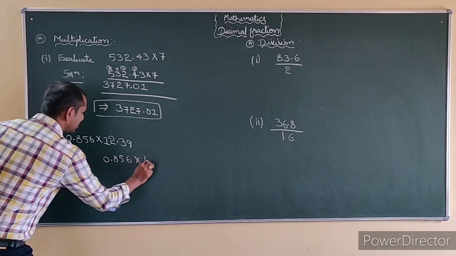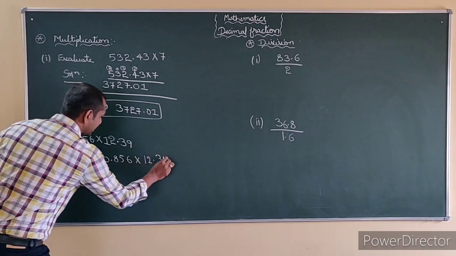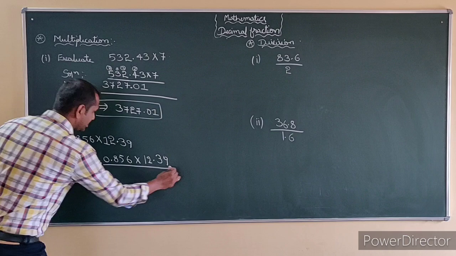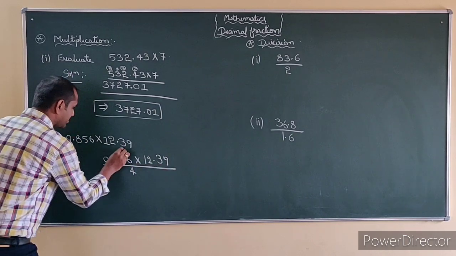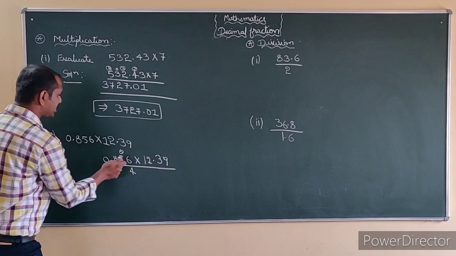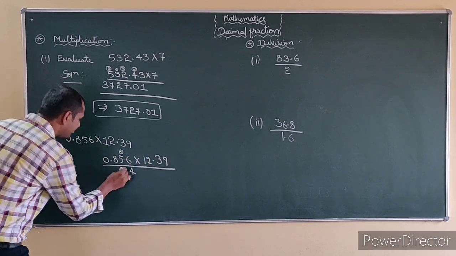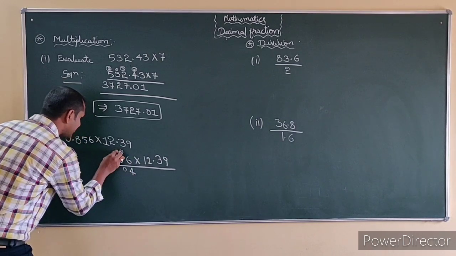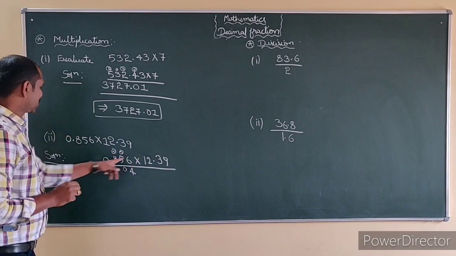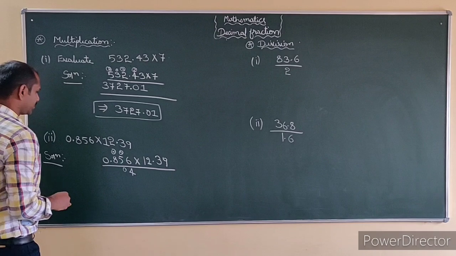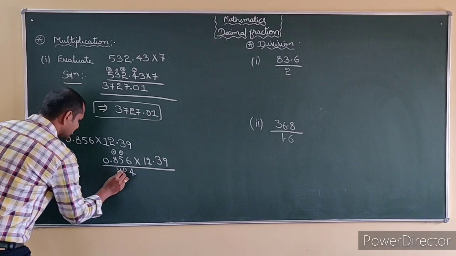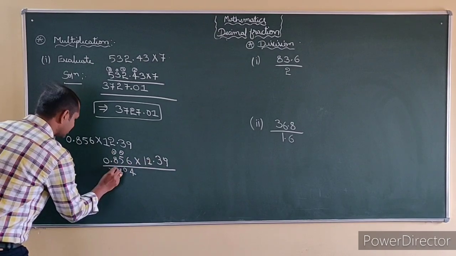0.856 into 12.39. Take here, 9 6s are 54. 5, carry. So 9 5s are 45 plus 5, 50. 0. Again 5 is 72. 9 8s are 72 plus 5, 77. So 7, because 9 0s is 0.